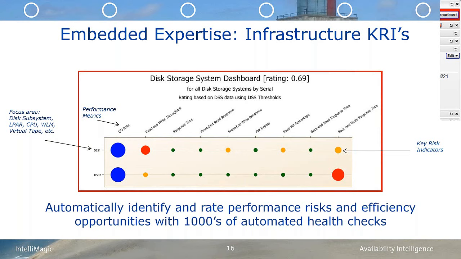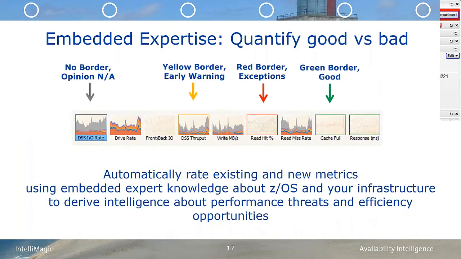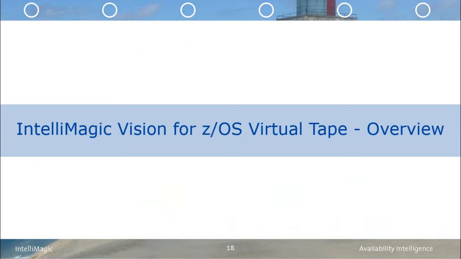And this is how we visualize it. There is an exception chart at a higher level that will show you all the different dashboards that have issues that have been rated with our built-in embedded expert knowledge of what's good and what's bad, because it's all about what the data means for your infrastructure.